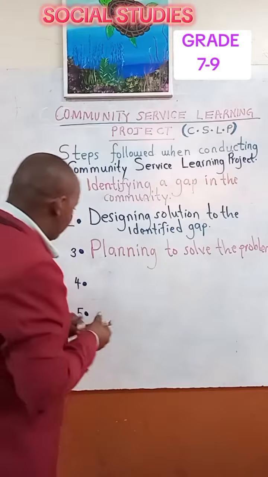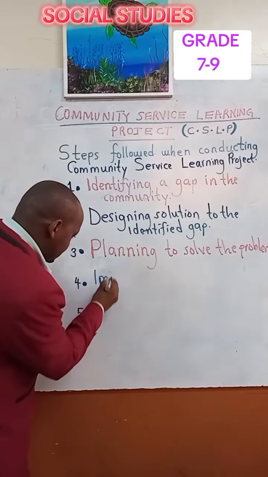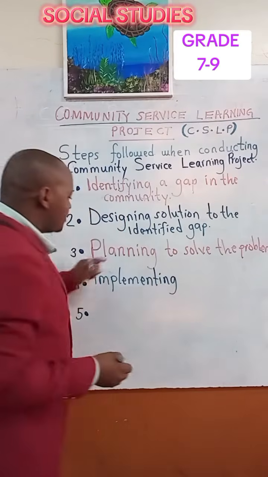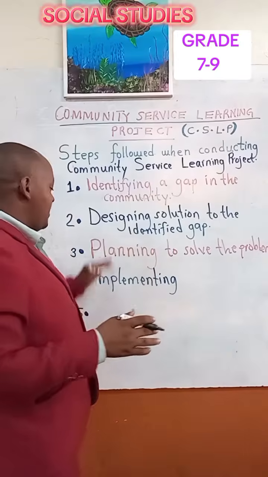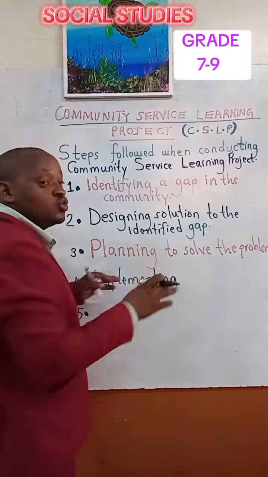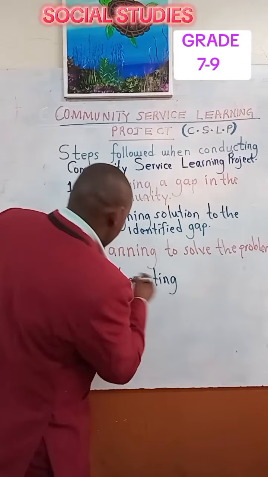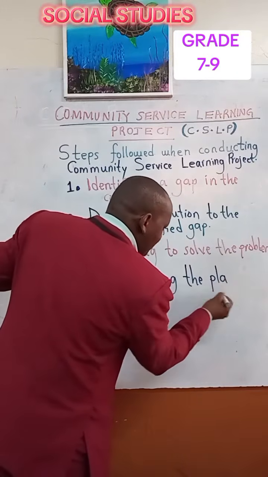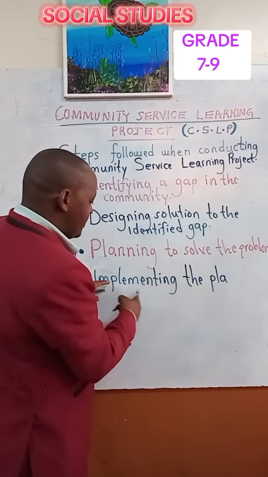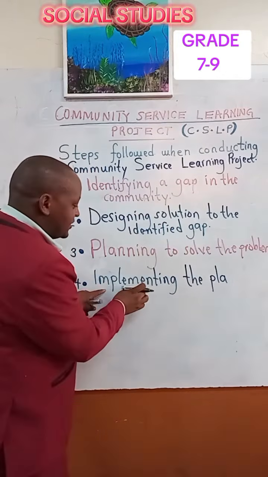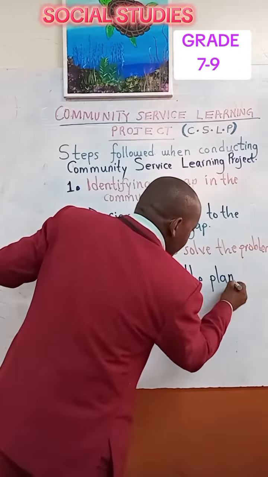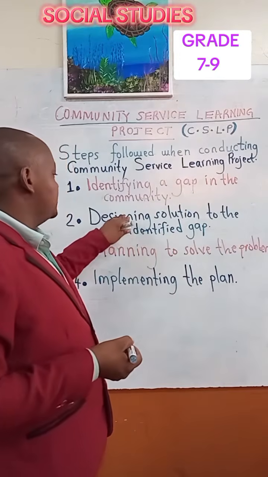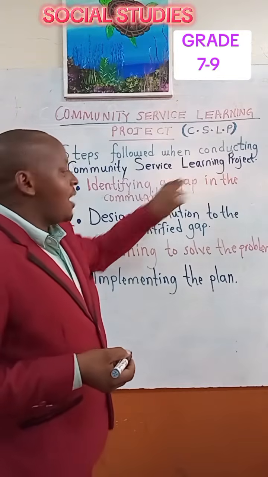Then the next step is implementation. Implementing. What are you implementing? You are implementing what you have planned. You are implementing your plan. Remember, we have so many ways, 8 steps of them, when you're implementing. Next time, I'll take you through implementation of the plan. Implementing the plan. Which plan? The plan that you have designed to solve the gap.